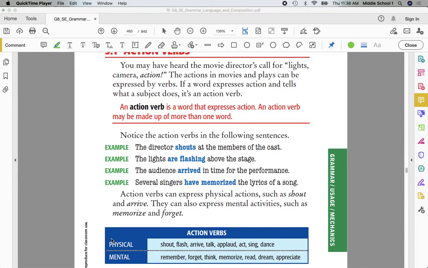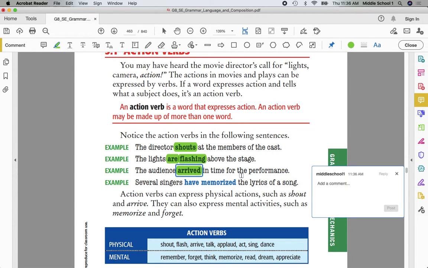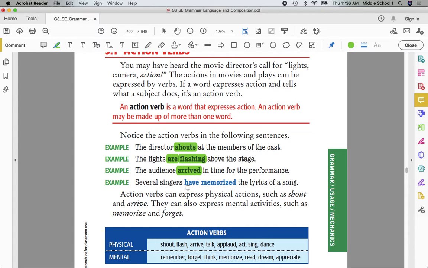In the middle of the page, you'll see here in blue on my screen, there are just a couple of examples of what is a physical and what is a mental action verb. The director shouts at the members of the cast. The lights are flashing above the stage. The audience arrived in time for the performance. Several singers have memorized the lyrics of the song. Notice the action verbs. Notice that one of them contains a helping verb.